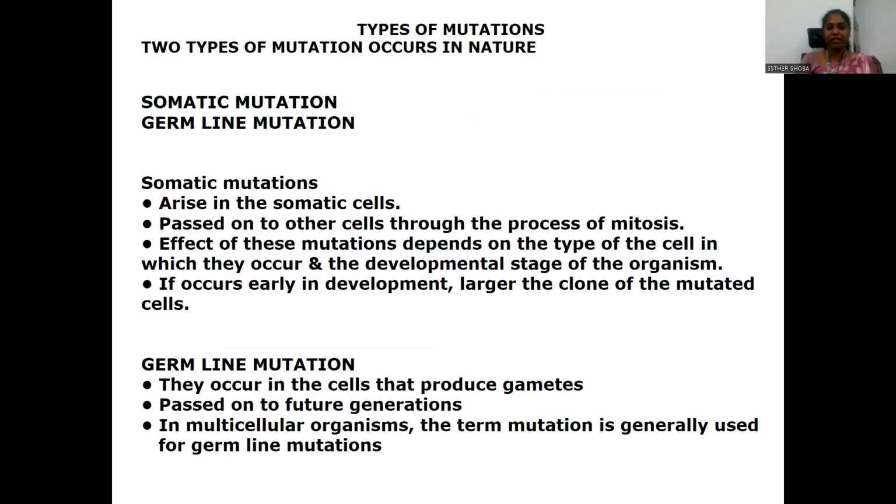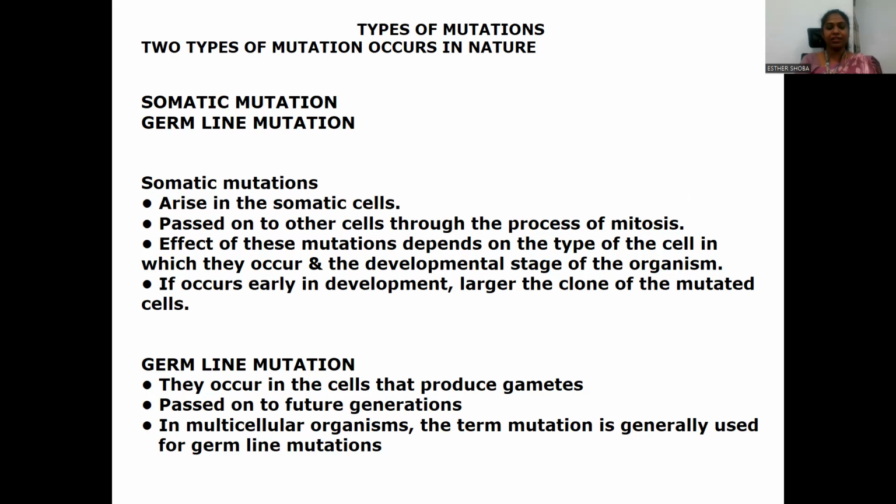Otherwise, in the types of mutations, we have basically two types: somatic mutation and germline mutation. So what are somatic mutations? These are the mutations which occur in the somatic cells. When these mutations happen in somatic cells, they are passed on to the other cells through the process of mitosis. The effect of these mutations depends on the type of cell in which they occur and the developmental stage of the organism. If they occur early in development, the clone of the mutated cells is larger.